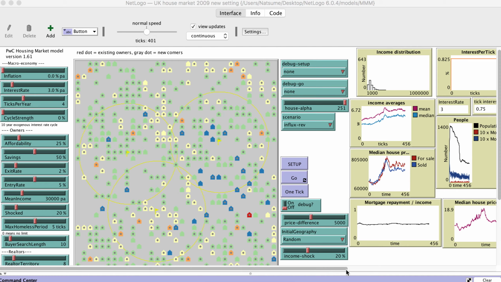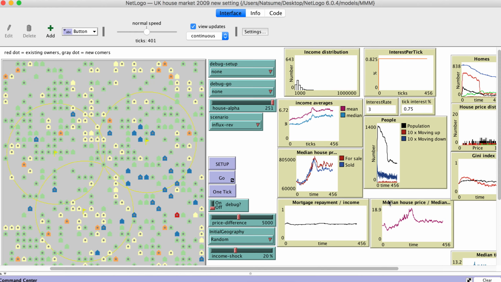Also right here, we see that the median price versus median income has dropped, which means the median house price dropped, whereas the income does not drop. Okay, so it seems our model in this situation did produce an outcome that the price dropped.